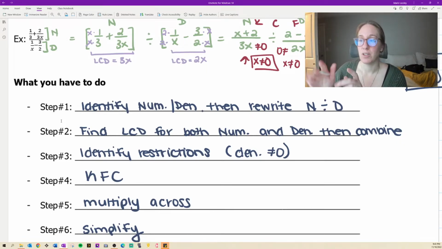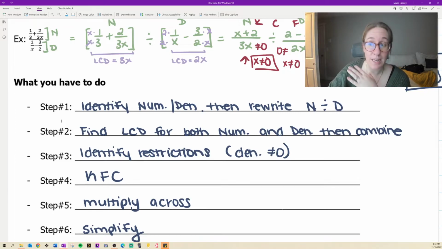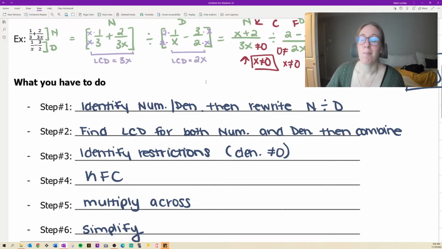So I did that before I did keep, change, flip, or keep, flip, change, however you want to do it. So that's the proper order. And then we multiplied and we simplified.